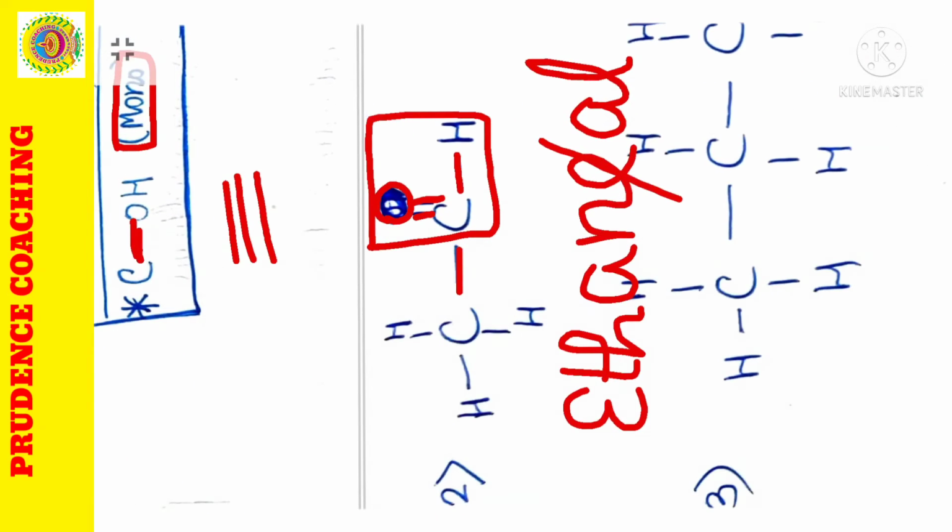So always remember that the aldehyde will be attached with the ending carbon. It may be in the beginning, it may be at the end, but it will not be attached with the middle carbon. So now let us move on to the next one.